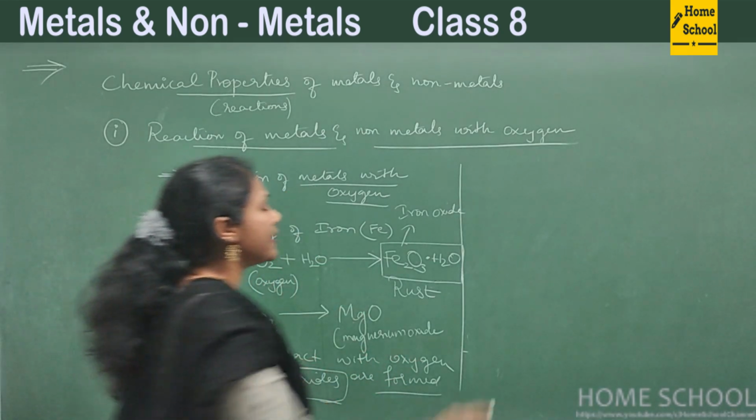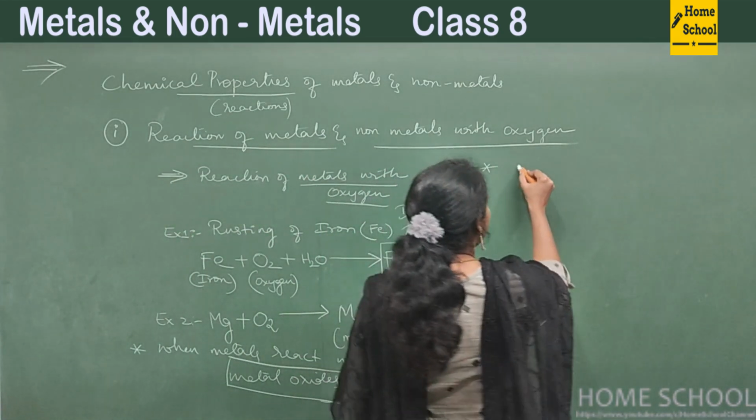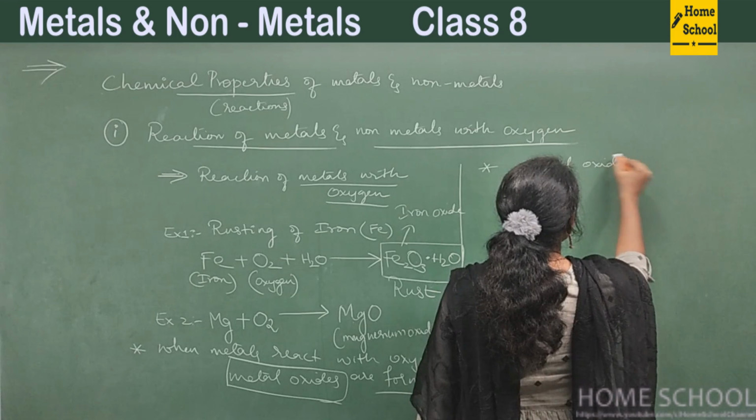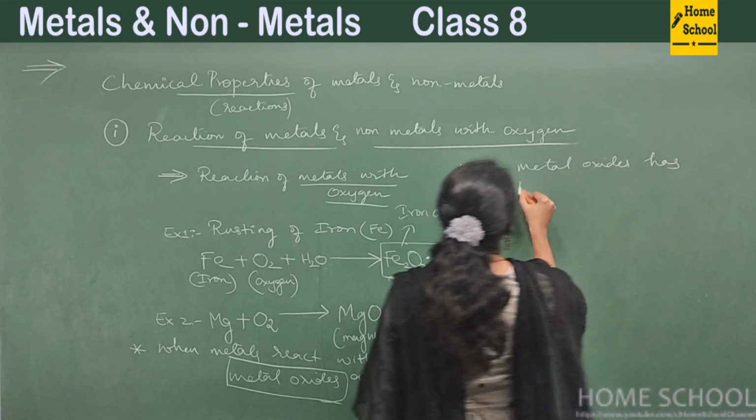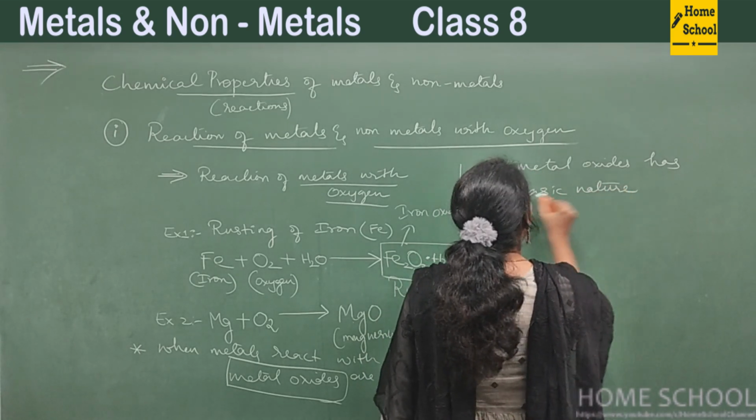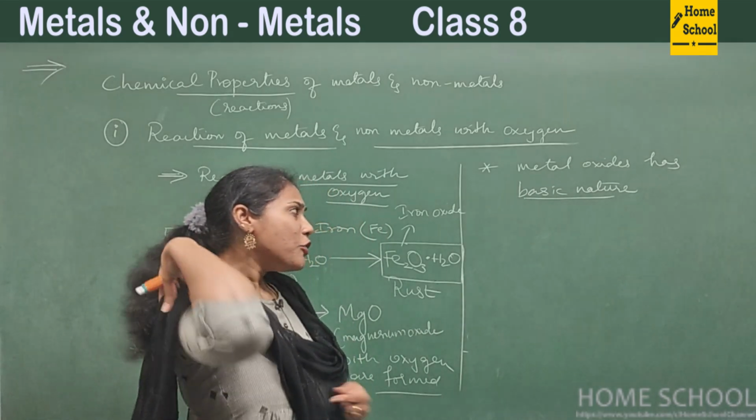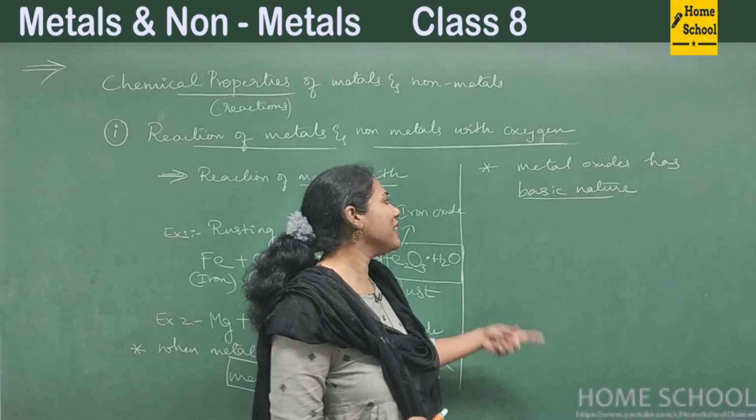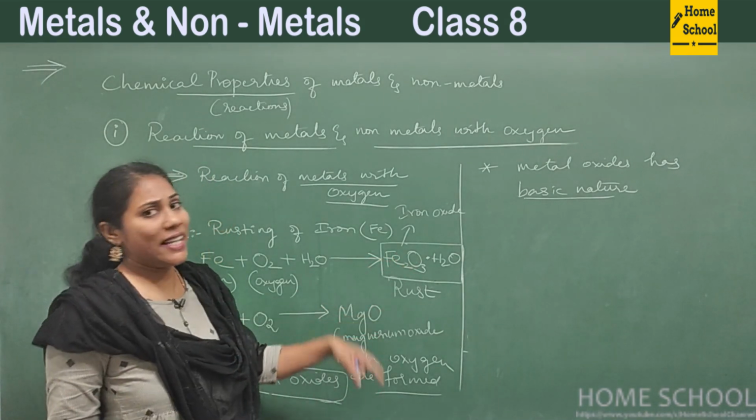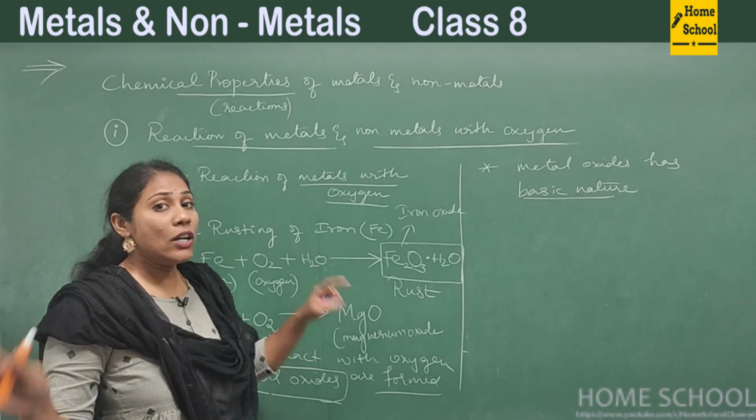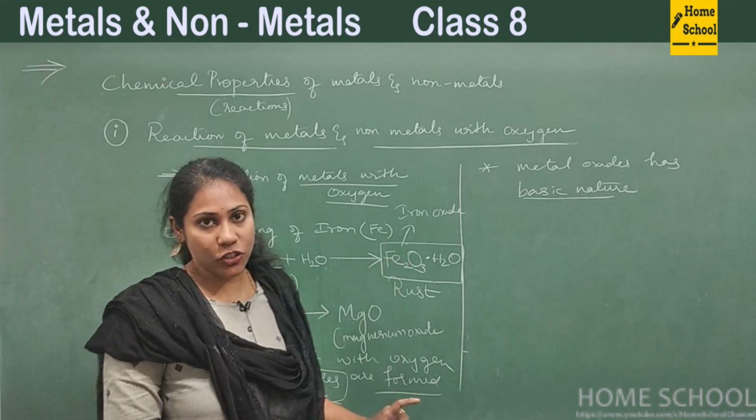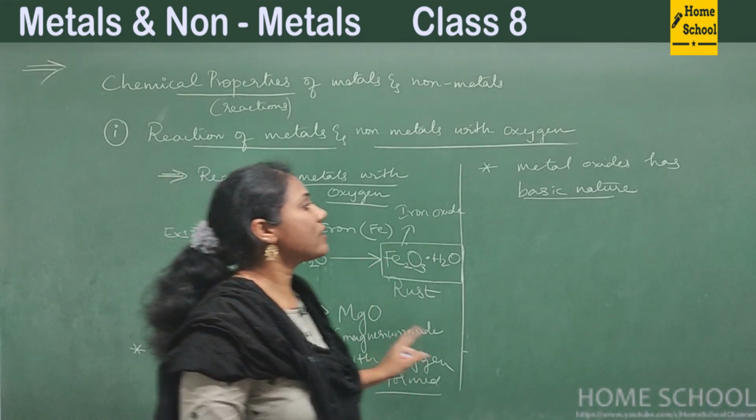These metal oxides, let me write that point here. It's very, very important. Metal oxides have basic nature. Basic nature means they behave as bases. So how do you know that? How can you tell that these metal oxides like iron oxide, magnesium oxide, any other metal oxide, where a metal is in combination with oxygen, are basic in nature?